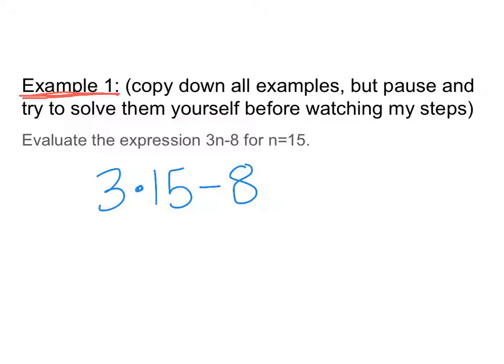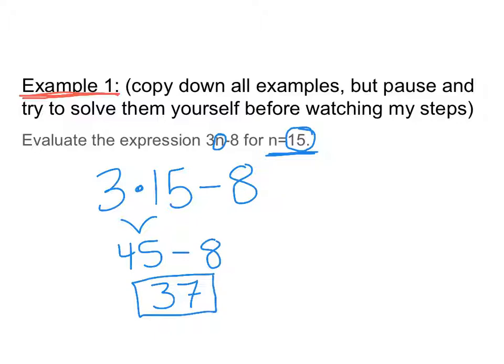So the first thing I did was I replaced the n with the 15, because that's what I told you to do. I want to know what happens if n equals 15. And then I can just evaluate it like an order of operations problem. 3 times 15 is 45, minus 8 gives me 37. You should have had 37 for your final answer.